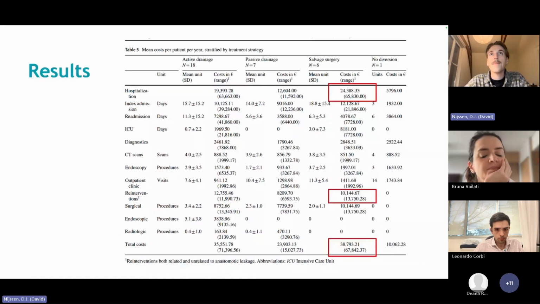And this is probably something that will differ amongst countries, but in our setting, this was the most important cost driver. As you can see, we also calculated the cost for each individual treatment strategy. And an important note to make with this is that, of course, not all treatment strategies are suited for each patient. So as I said before, probably the no diversion group will be associated with the least severe leaks, or patients with the least severe signs of anastomotic leakage. And the salvage surgery will probably be associated with more severe anastomotic leaks. But having said that, salvage surgery was the most expensive strategy. And as a close second, it was the active drainage group, which consisted of patients treated with endoscopic vacuum therapy.